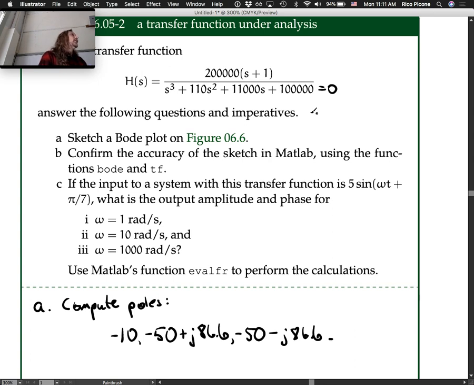Whatever way you want, it's really up to you. When we have all numerical coefficients here, like 110 and 11,000, then even for really high order ones, it's easy to compute them. Your calculators can probably do this numerically. On an exam, we wouldn't have a cubic like this, would we? Potentially, but I wouldn't expect you to be able to solve it by hand. If I gave a hint, like one of the poles is negative 10, then you would be able to factor that one out, and I would expect you to be able to go from there.